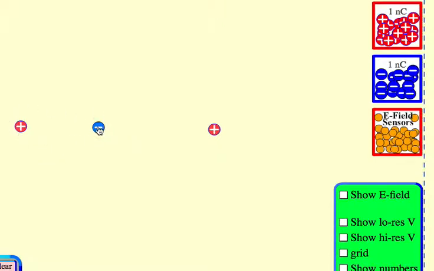We would then look at the direction. We'd see that the charge on the right is pulling this guy to the right. We'd see the charge on the left is pulling it to the left. So since they're in opposite directions, we would have to subtract.